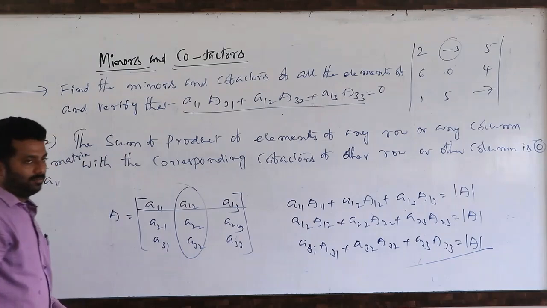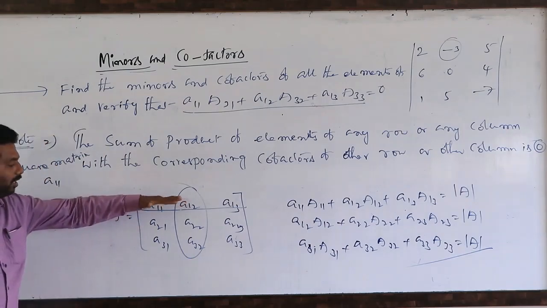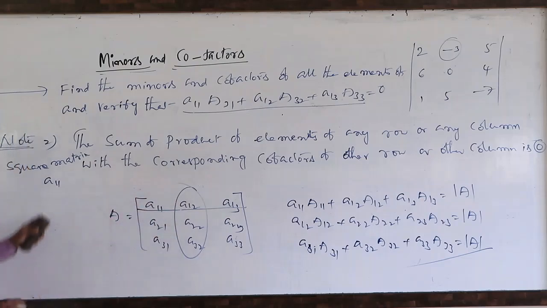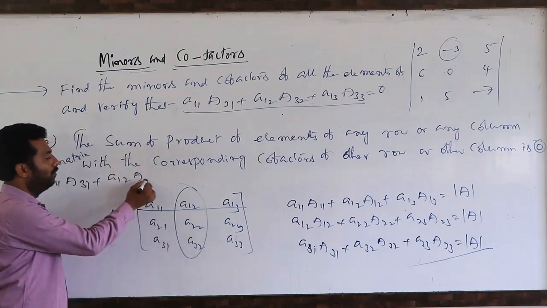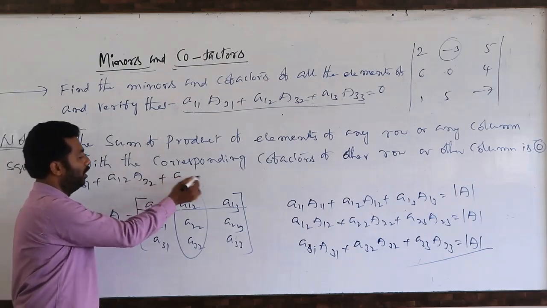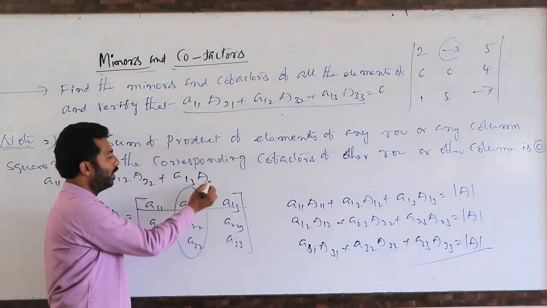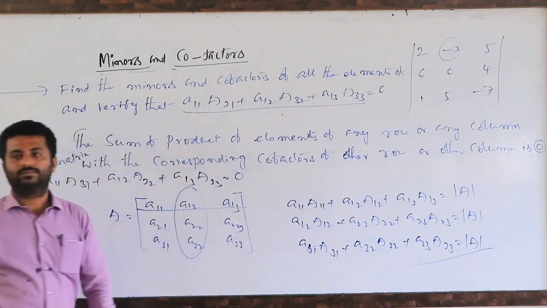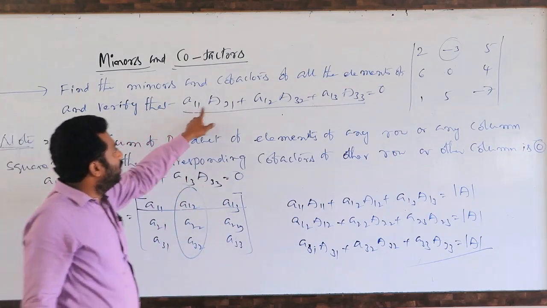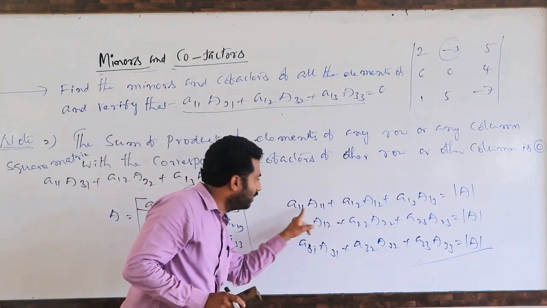Now other row, other column. Suppose this is the first row, we are taking its elements, and the third row cofactors I will take. A11 with capital A31, A12 with the corresponding third row cofactor A32, and first row element A13 with the third row cofactor A33. The sum is always 0. Same result. Blindly remember one point: in A11, A11, these two suffixes are same.